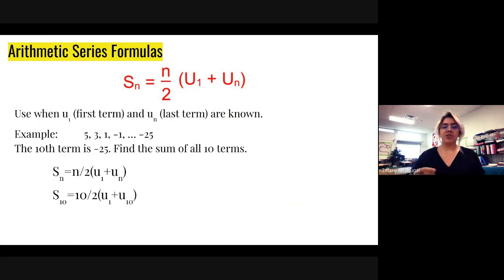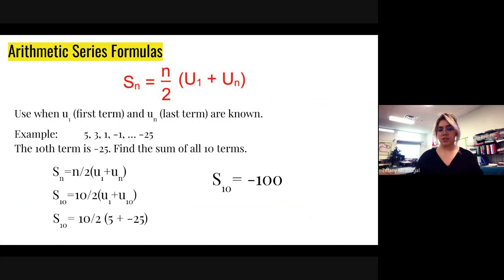And in this case, U10 is that last term of -25. So I'm going to go ahead and substitute that in. So I get S10 is equal to 10 over 2, parentheses, the first term, 5, plus the last term, -25. And I get the sum of all 10 terms is equal to -100.